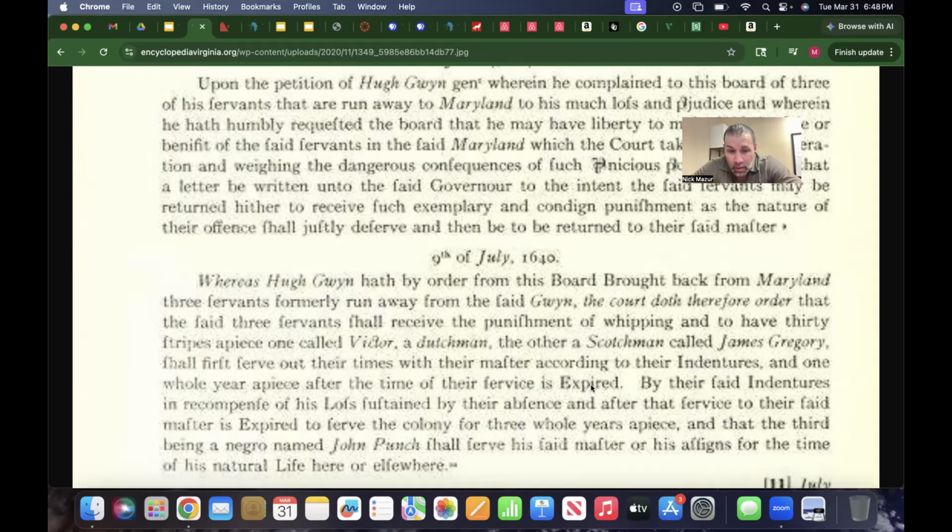Okay? By their indentures, they have to follow the laws of the colony, et cetera, right? But the third, a Negro named John Punch, shall serve the remainings of his time of his indenture for his natural life here or elsewhere.